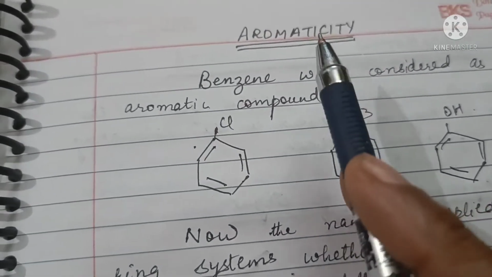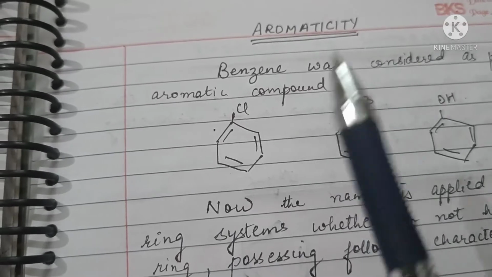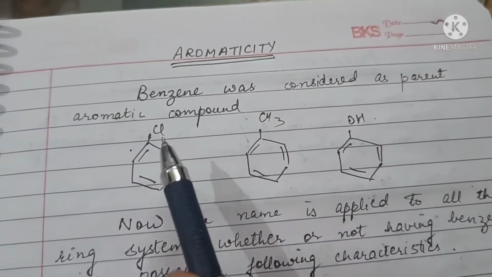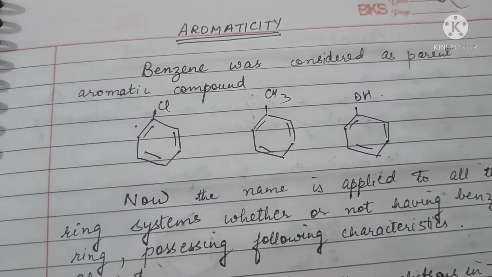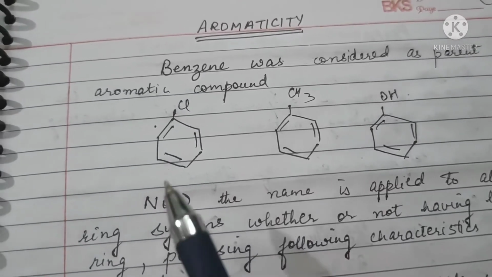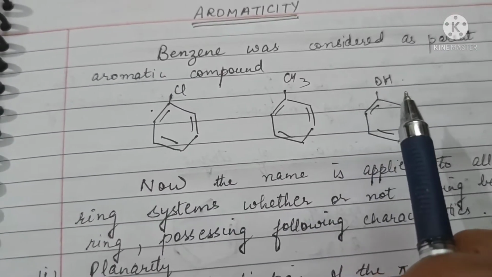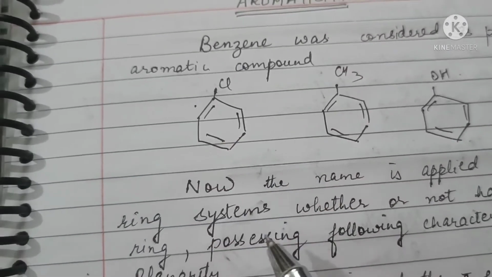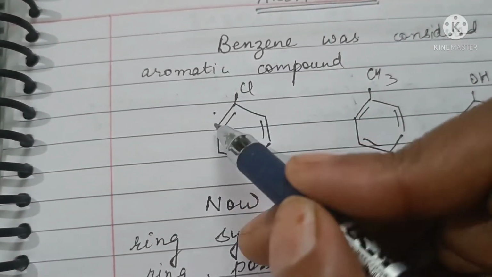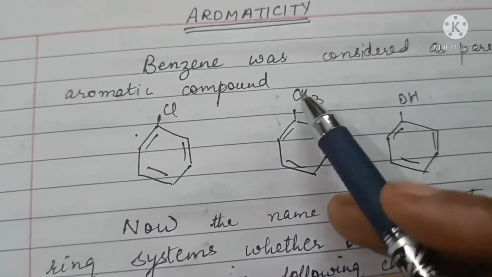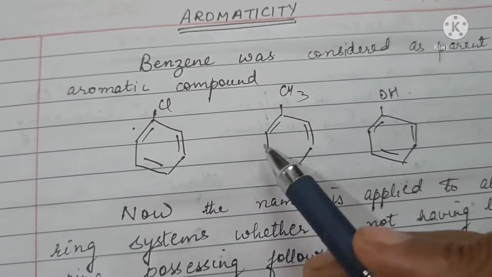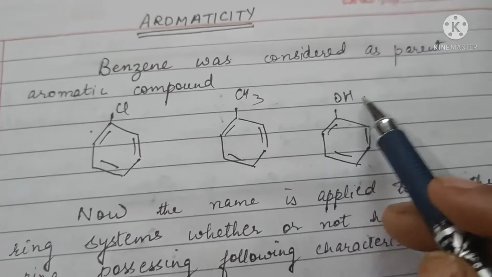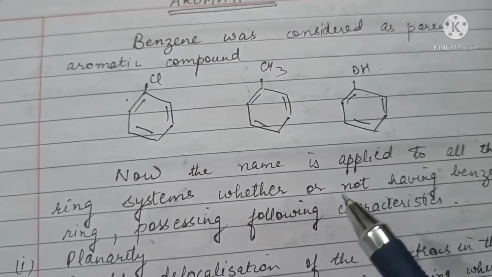As for aromaticity, benzene was considered the parent aromatic compound, and all other aromatic compounds were thought to be derived from this parent. For example, if Cl is attached to benzene, it's chlorobenzene. If CH3 is attached, then it is methyl benzene. If OH is attached to benzene, it is phenol.